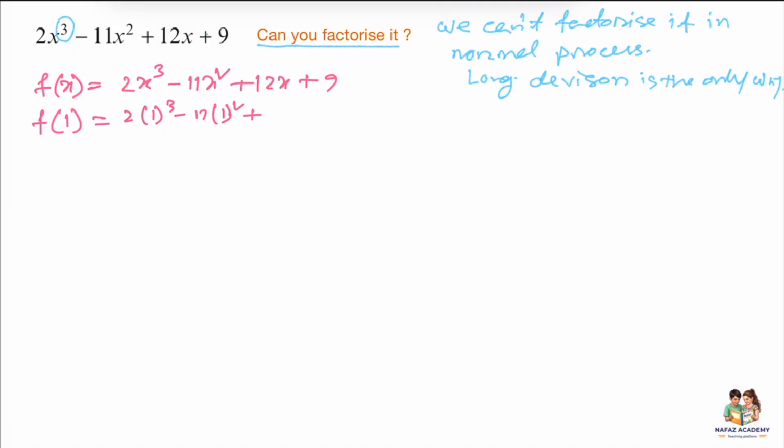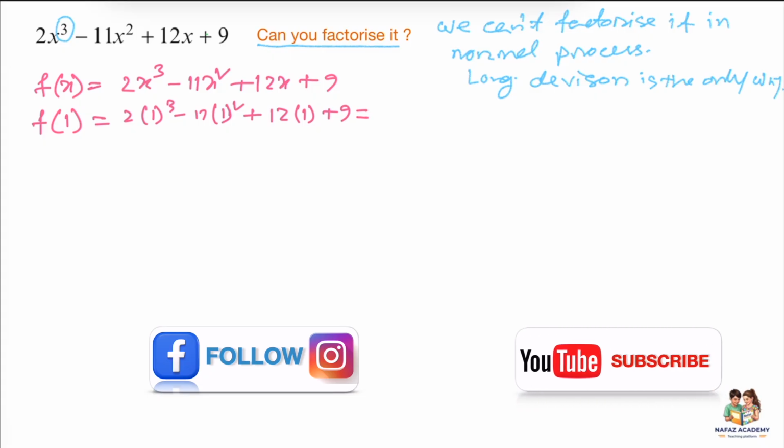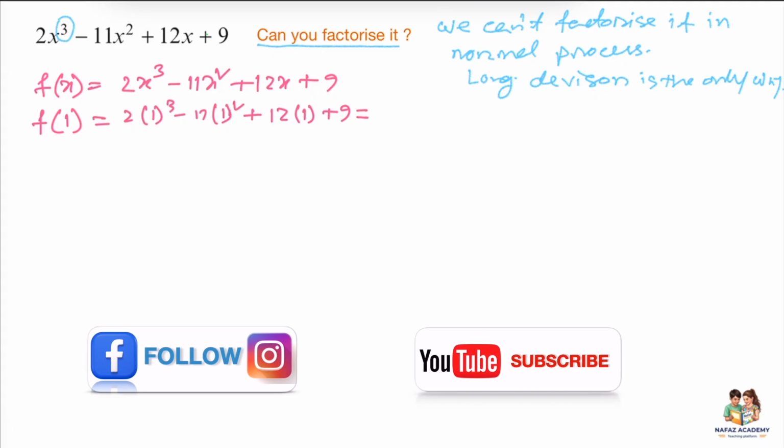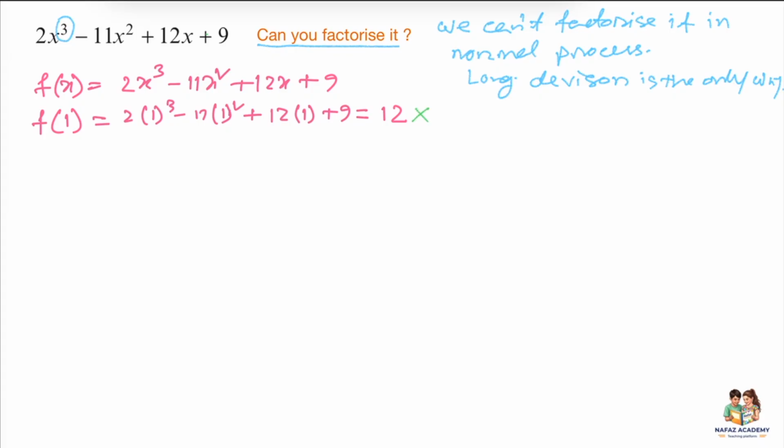Okay, so at first I'm checking by 1. What is the result? Use your calculator. It is 12 and not 0, so try again. I will try again by -1. Substituting -1, if we could get 0 for the expression, the result is -16, not 0. So we have to try again.